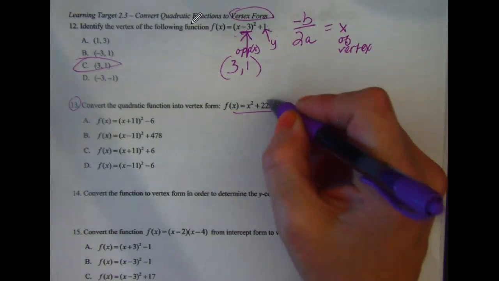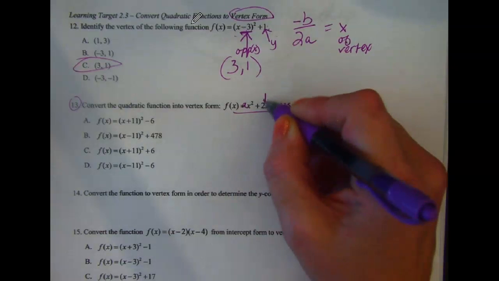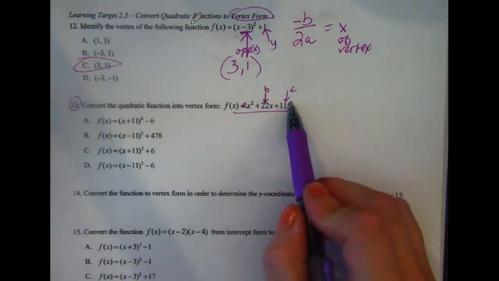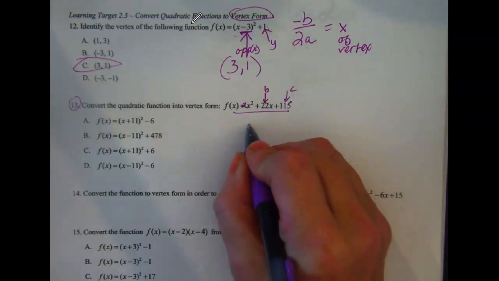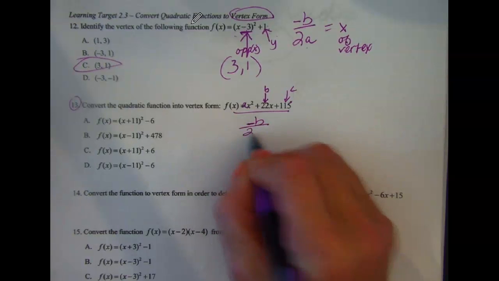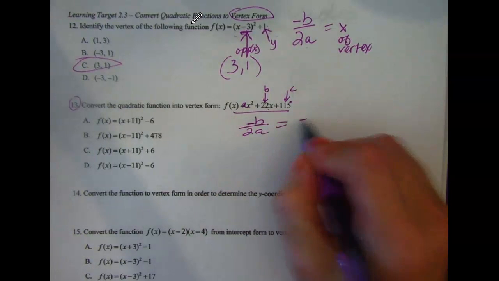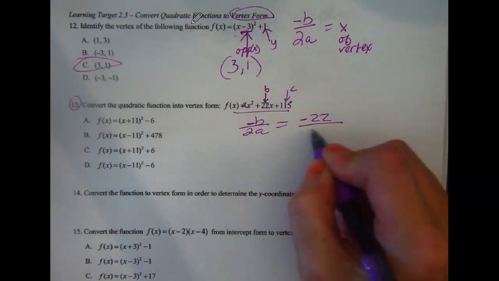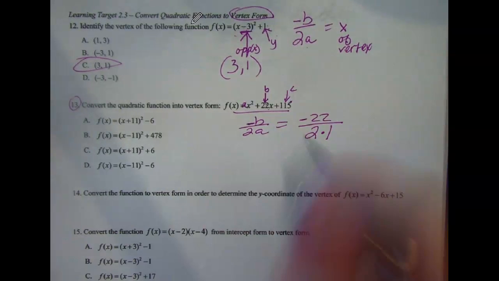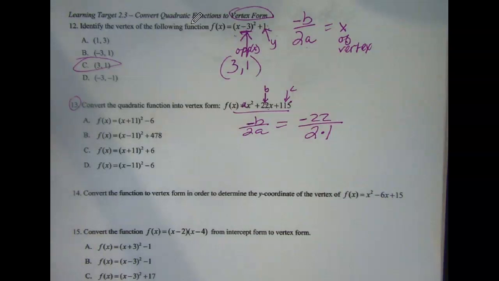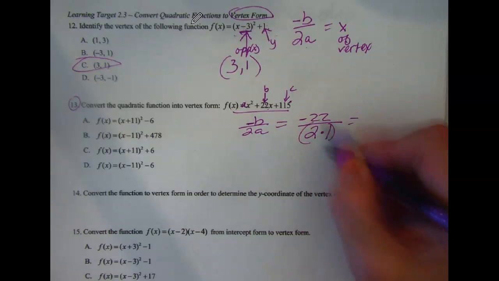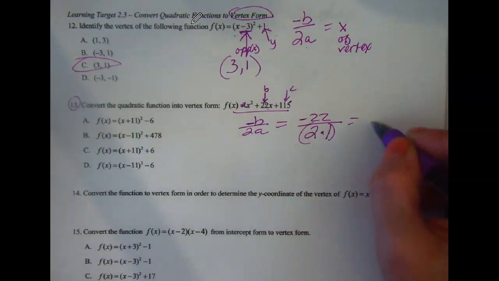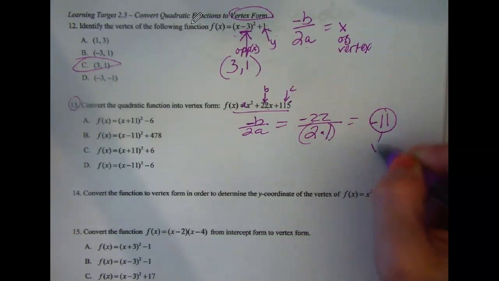It is in standard form. So we have an A, we have our B, we have our C. We don't really need the C. To find the x of the vertex, we're going to use this. So I'm going to use -b over 2a. Okay? Negative, my b is 22 divided by 2 times a, which a is just 1. There's nothing there, right? So if I do that, -22 divided by 2 times 1 is 2. So that would be -11. That is our x.